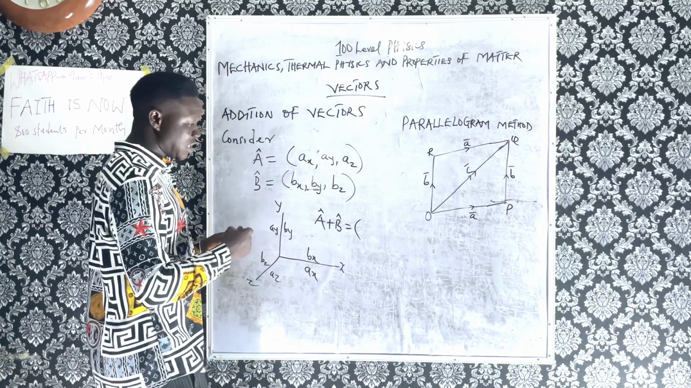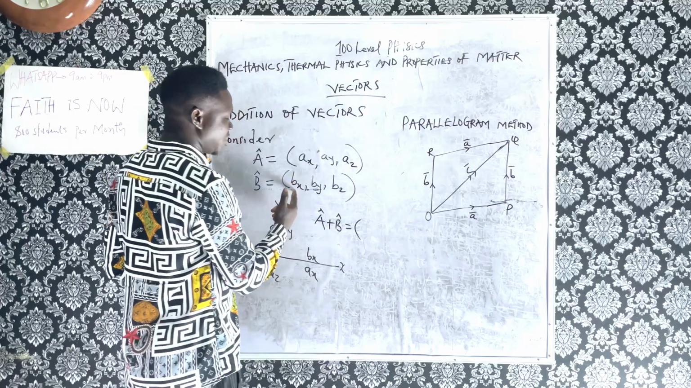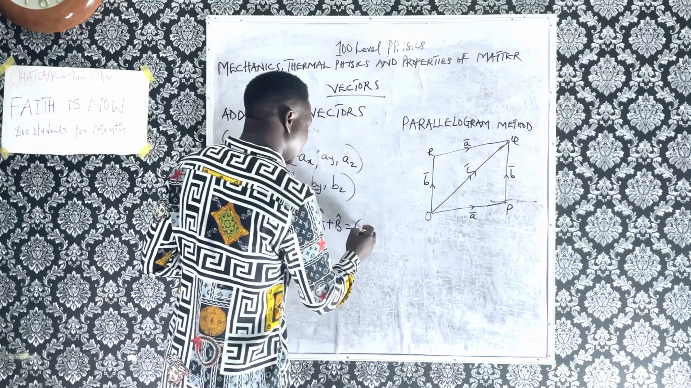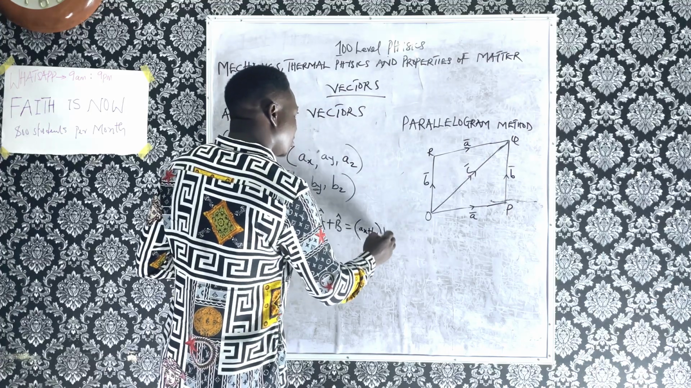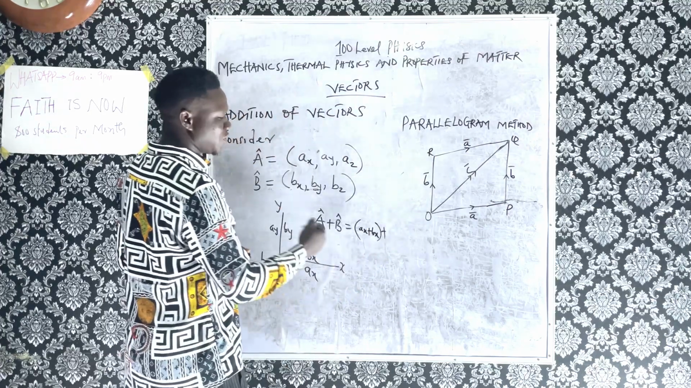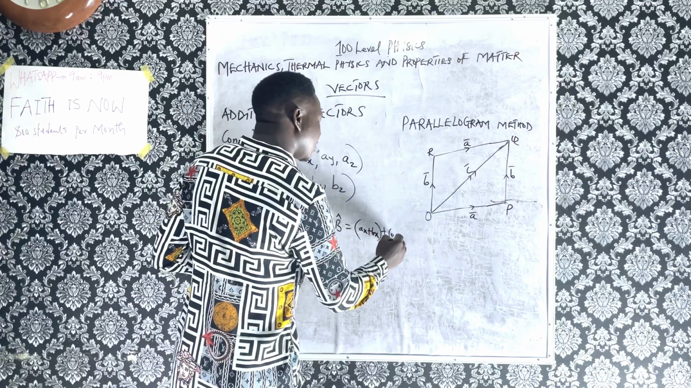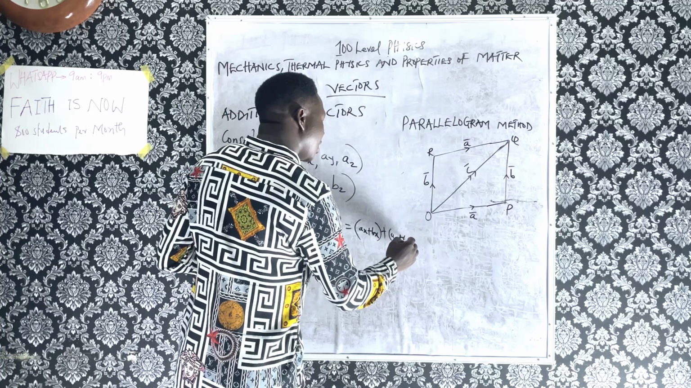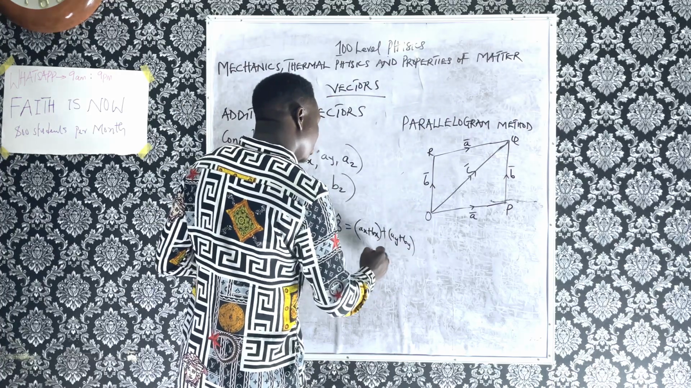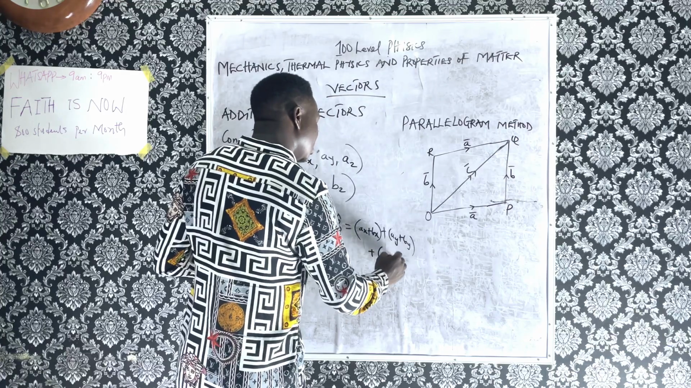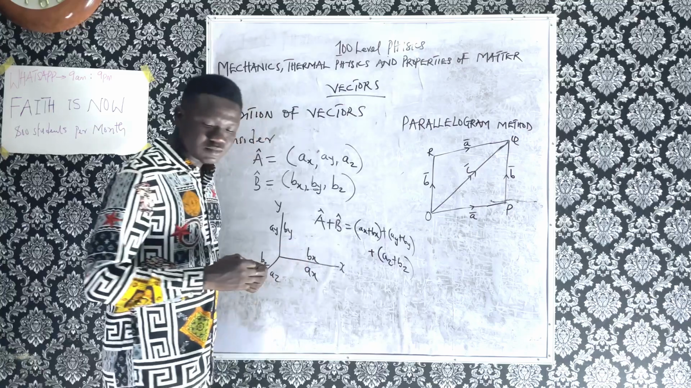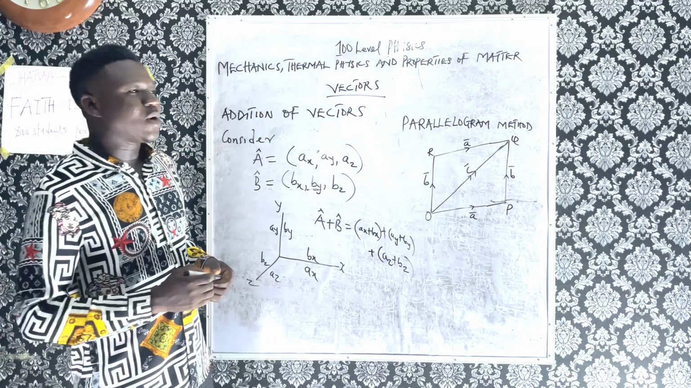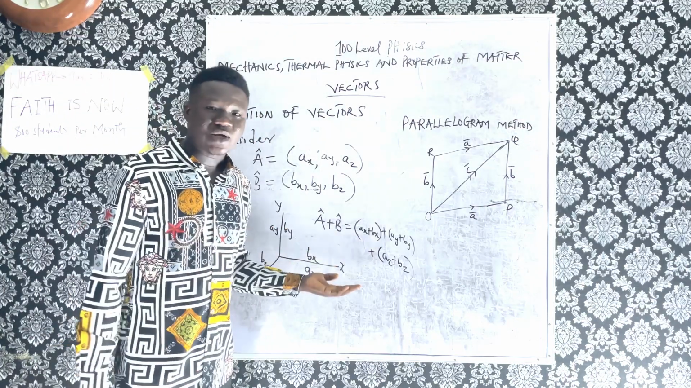Alright, so if I want to add up this vector, a plus b becomes, all you just need to do is add up ax plus bx. So you just say ax plus bx plus ay plus by plus az plus bz. Okay, so that's how you add up vectorially.